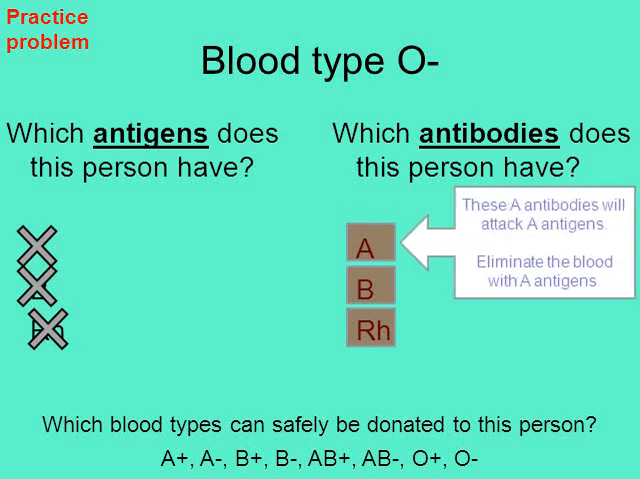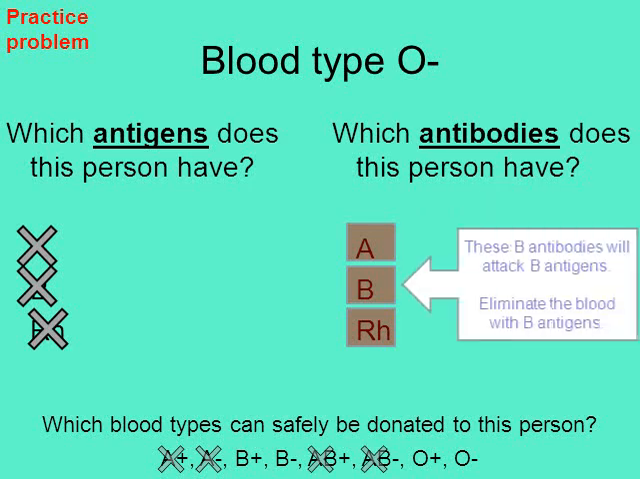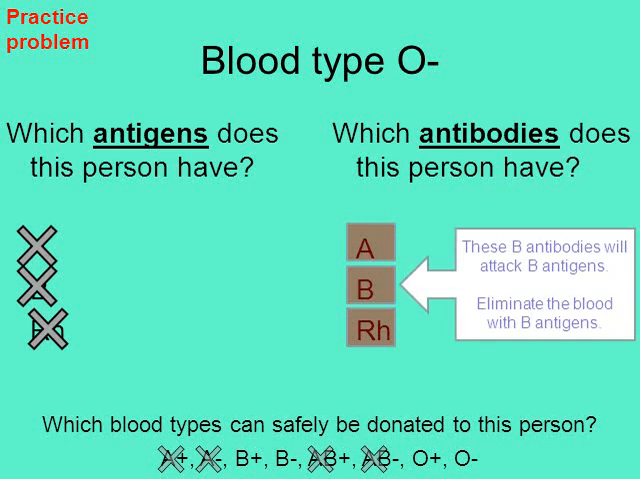Start with antibody A. This person has antibody A. It will attack A antigens. Cross out everything that has an A antigen. I just crossed out those 4 because they all have A antigens. We're not done though. This person also has B antibodies. B antibodies will attack B antigens. Cross out any choices that have B antigens. And I just crossed out those 2.